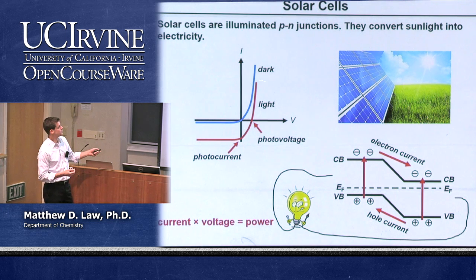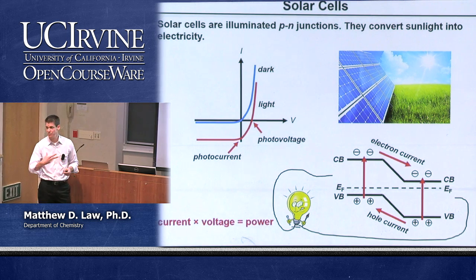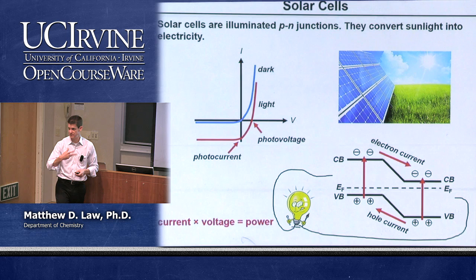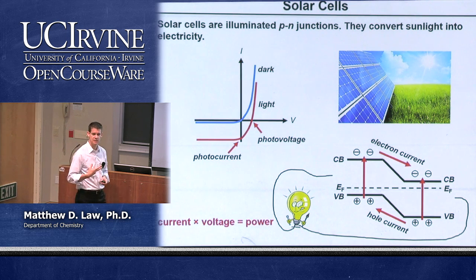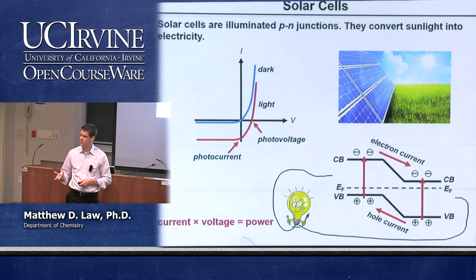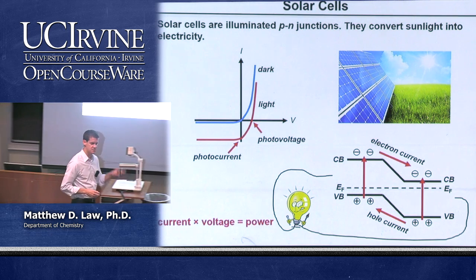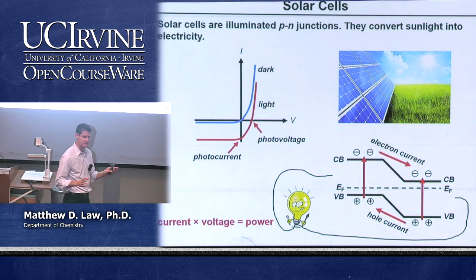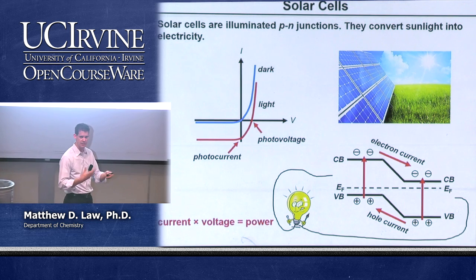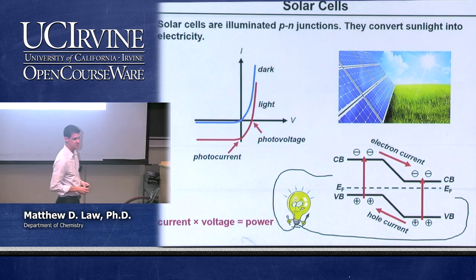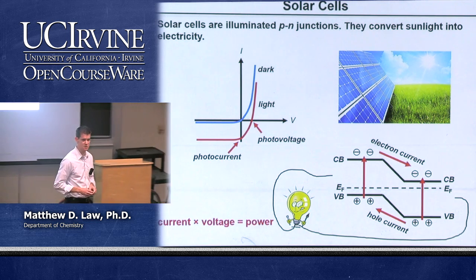Okay? If we operate up here, then we have to add a bias to get to that position. We have to add voltage. And so we're not any longer generating power. We're actually consuming power. Right? And so the solar cell is the only of the devices that we'll show that operates without the application of some sort of voltage. Okay? It produces its own voltage.